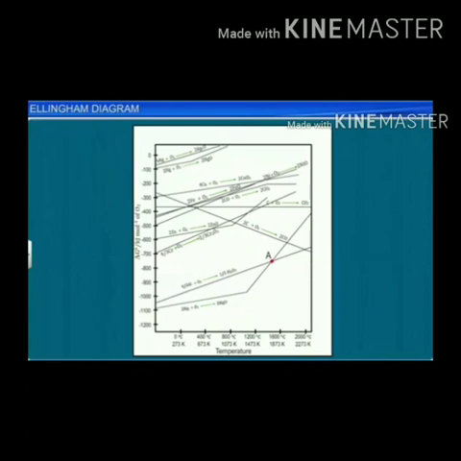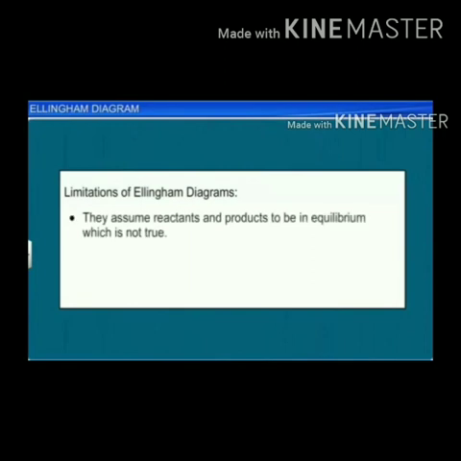Ellingham diagrams also suffer from limitations. One is that they assume that the reactants and products are in equilibrium, which is not often true. Another limitation is that although they indicate whether a reaction can occur or not, they do not say anything about the rate of the reaction.